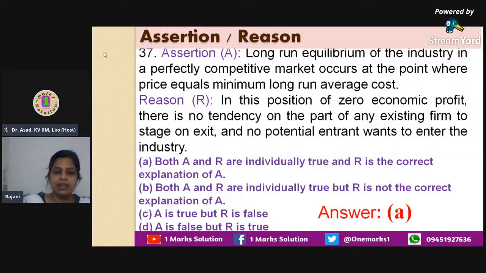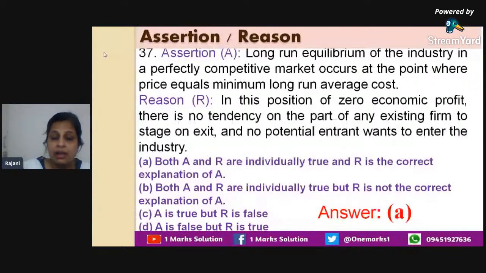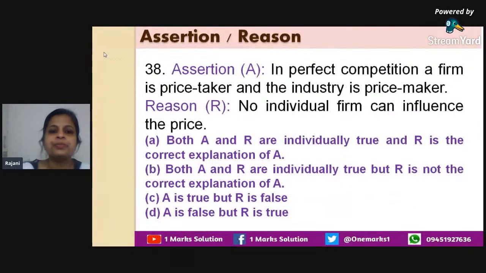I hope that you already understood what is average cost and how both are equal, and minimum profit, normal profit, which they want to exist in the industry. So this is the correct explanation. There is no tendency on the part of an existing firm because only normal profit is possible. So that is the equilibrium. When the price is equal to average cost, there is no tendency for the existing firm to exit or for new firms to enter the market because there is equilibrium in the industry. So option A is the correct answer.